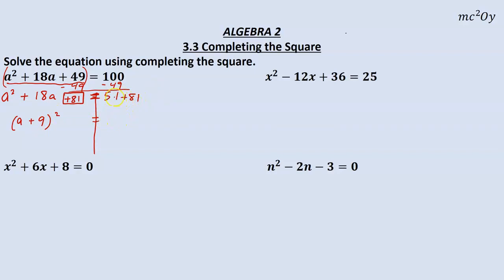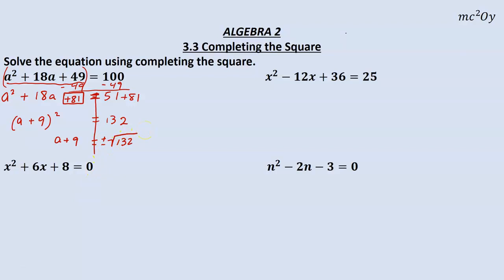Well, 51 plus 81, well, 50 and 80 is 130. And, oops, 1 plus 1 is 2, so that would be 132. So from there, they can then take the square root of both sides. So I'd have a plus 9 is equal to plus minus square root of 132. Now, it's not a perfect square, so that's okay, though.